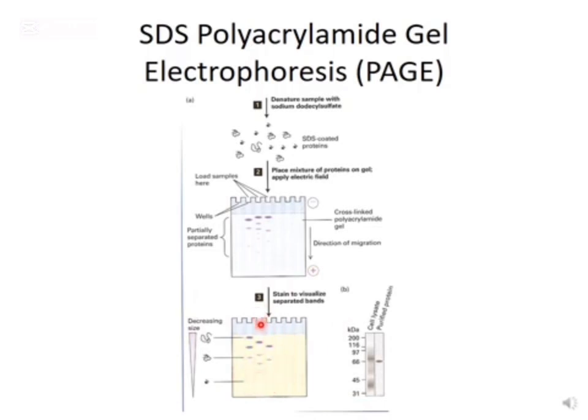So this is one sample, and this sample has 1, 2, 3, 4, 5 different sizes of proteins. And as I mentioned earlier, the further the protein travels, the smaller its size. This is a cell lysate, and the cell lysate, that's when you bring a bunch of cells and you break them down. So you bring a bunch of cells, you break them down, and then you add the sample to a well, so you get multiple proteins.